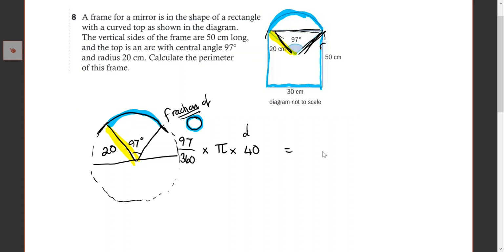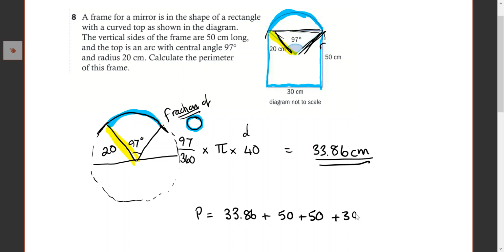So what's that? Have you worked that out? Maya was doing it, I think. 33.86. 33.86 centimetres. And this is what I was saying is the issue, because people go, there you go, move on, question 9. But that's not the answer to the question. That is just the arc. So the perimeter of the entire shape is 33.86 plus 50 plus another 50 plus 30, plus 130, which is 163.86 centimetres.